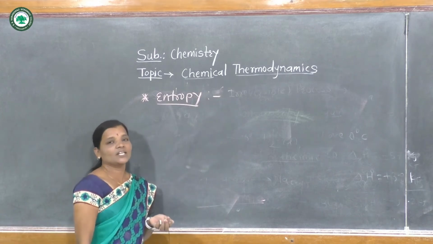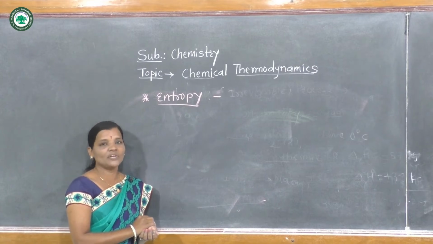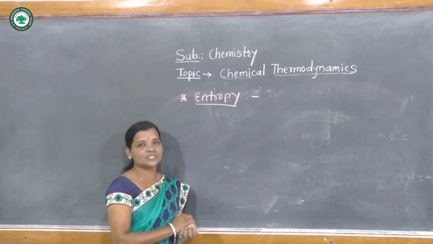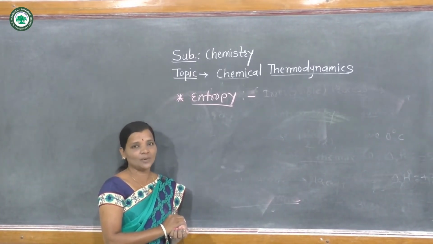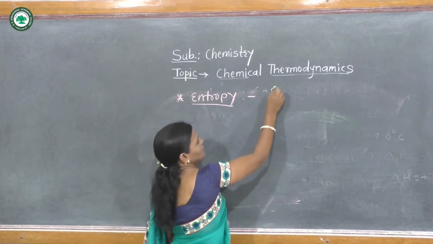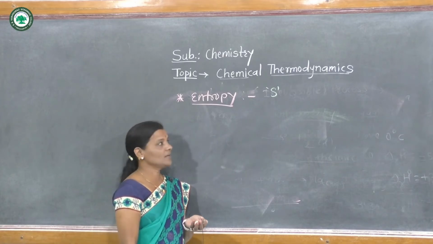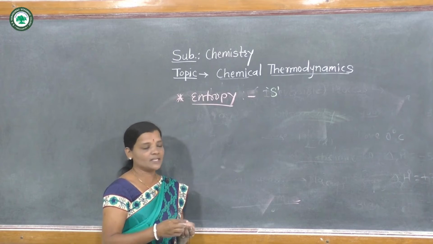Now what is this entropy? Entropy is the thermodynamic function which measures randomness of the molecules, or randomness of the atoms present in the molecules, and entropy is denoted by the capital letter S. Now let us see the example of ice.